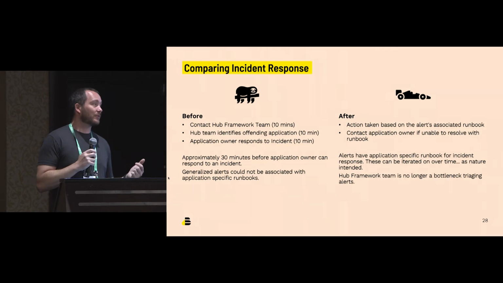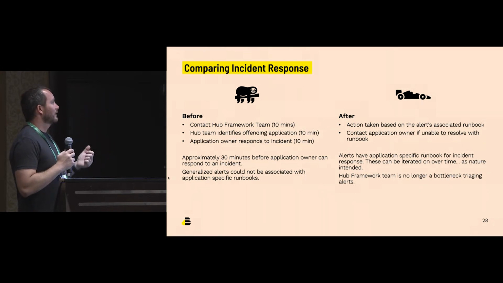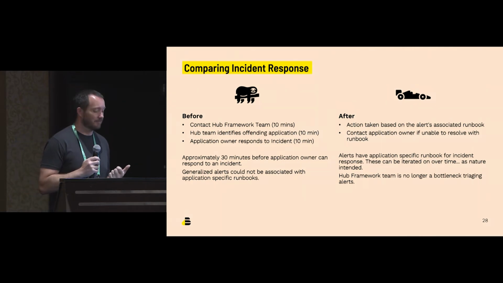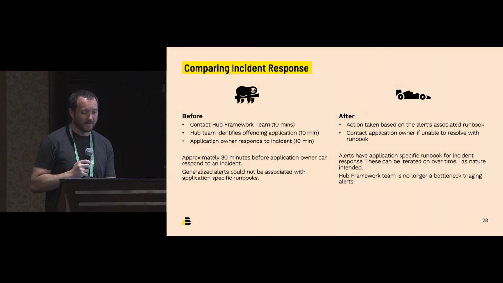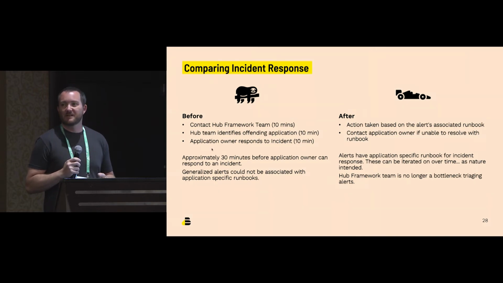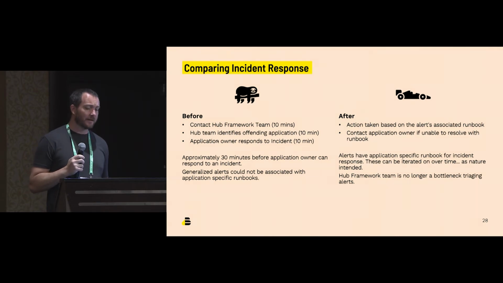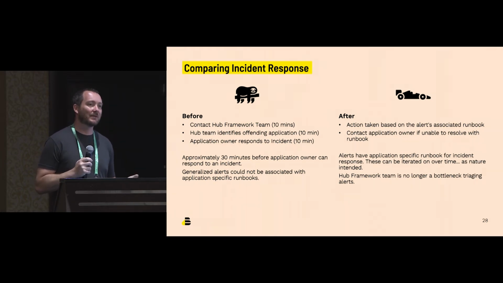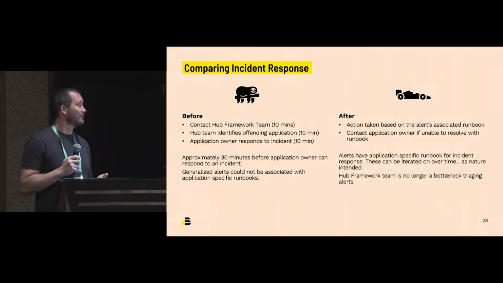So looking at the response before, an alert would go off or a user would report an issue, and our operations team would contact the hub framework team. Maybe it takes 10 minutes for somebody to respond. Next, the hub team needs to identify which application triggered the alert. So now maybe that responder is familiar with Nurgle, maybe they're not. That takes some time. There's a learning curve there.